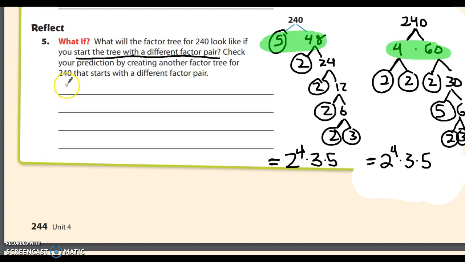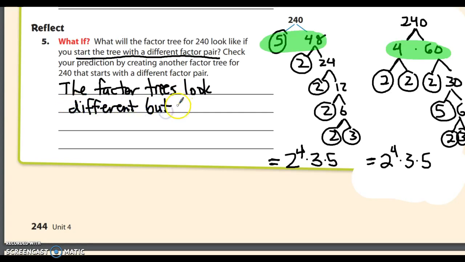The trees look different. I'm going to call them factor trees. The factor trees look different but you end up with the same prime factorization. Or I will say you end up with the same prime factors.